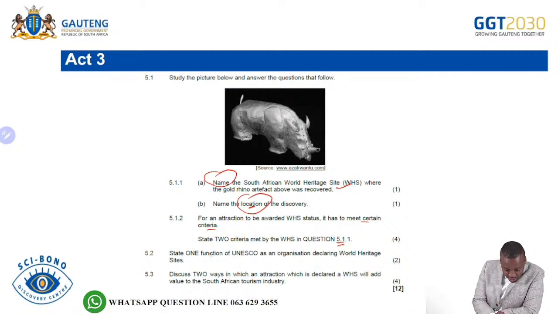Then another question, state one function of UNESCO. So I gave you those functions. Then the last one, they say discuss 2 ways in which an attraction which is declared a World Heritage Site will add value to South African tourism or economy. That paragraph question that I spoke about.